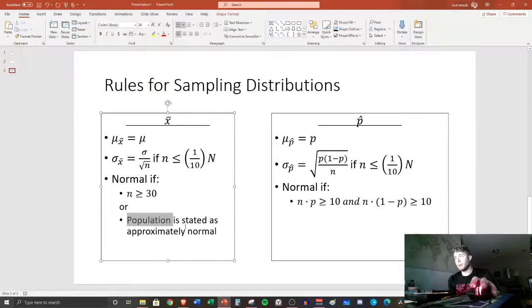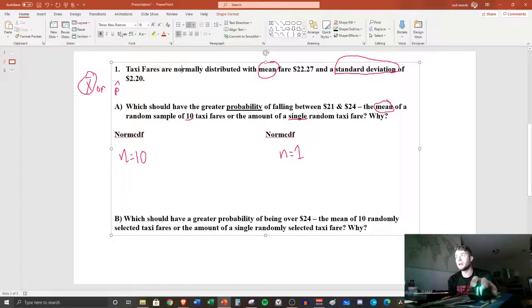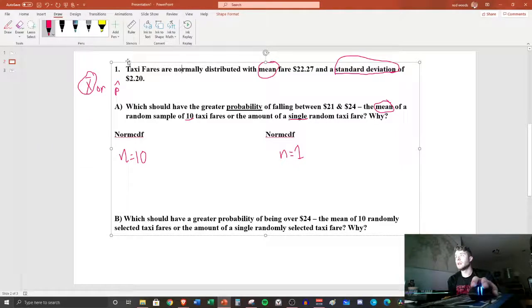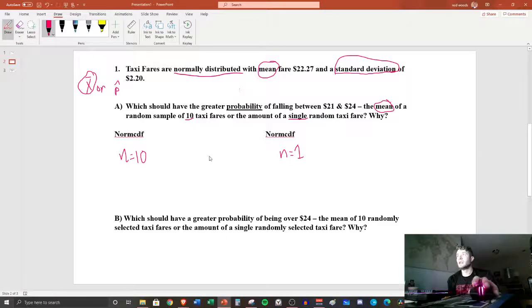The other rule is that the population is stated as approximately normal. So we go back to our descriptor of this population. Taxi fares are, oh, there it is right there, normally distributed. So we'll draw a line under this. That means we're good to go when we say, okay, can we run these normal CDF calculations? Yeah, we can. So that's one of the first checks you always want to do.